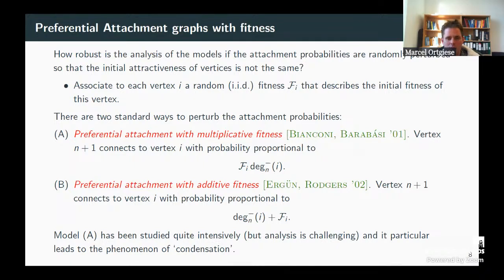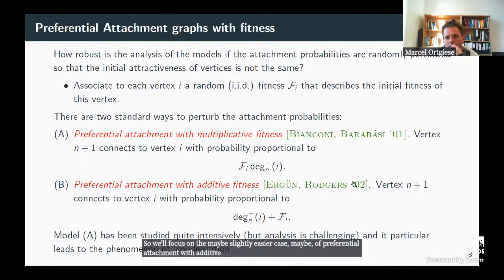That's super interesting, but also quite challenging. So we'll focus on the maybe slightly easier case of preferential attachment with additive fitness and see what we can see.